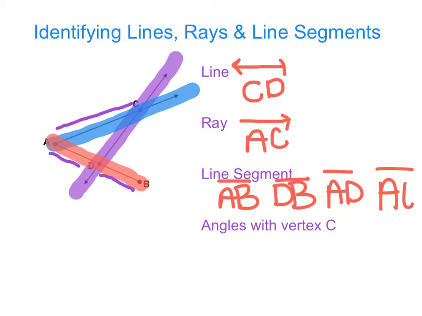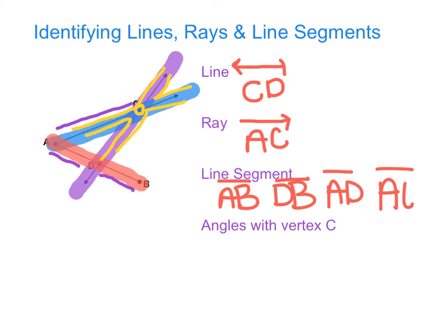And then we want to identify angles with vertex C. Angles with vertex C mean that C is in the middle. I'm going to grab a different color so you can see what I'm working with here. So I want point C to be my vertex. Now I can see 4 different angles here. I can see angle 1. And I can see this angle here, and I could find this angle here and this angle here.